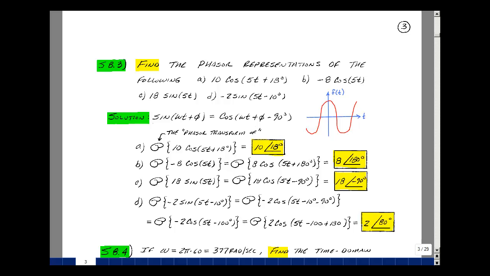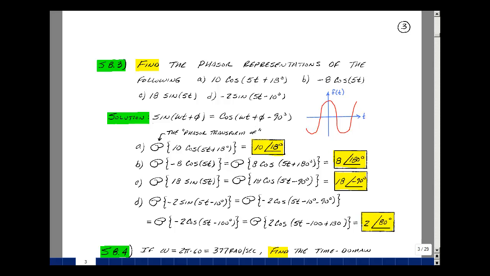This lesson deals with Supplemental Problem 8.3. You can find this problem in the ECE202 ebook in the Chapter 8 Supplemental Problems on page 3. Can you find the phasor representations of the following time domain functions? 10 times the cosine of 5t plus 18, minus 8 cosine of 5t, 18 times the sine of 5t, and then lastly minus 2 times the sine of 5t minus 10 degrees.